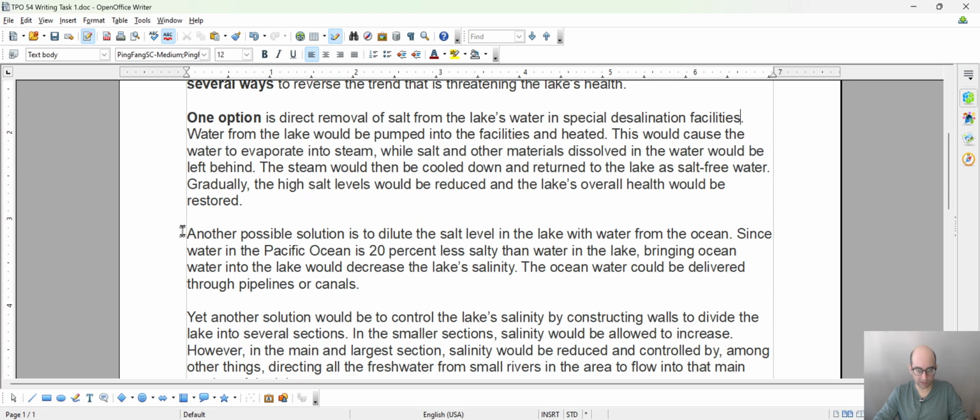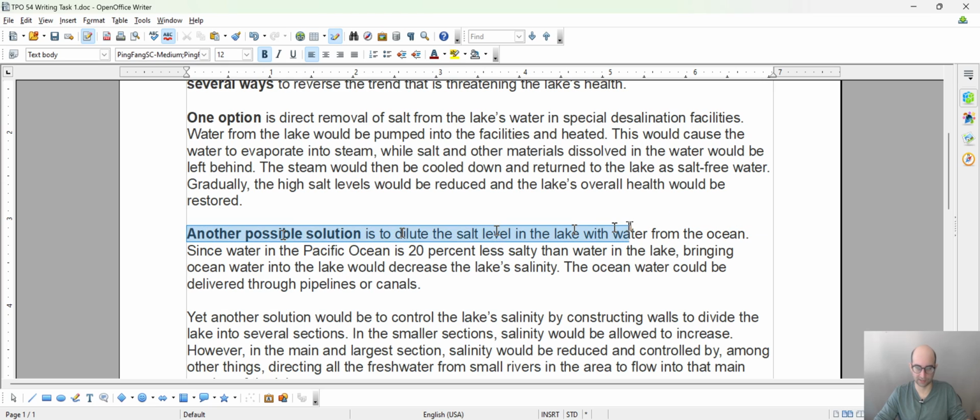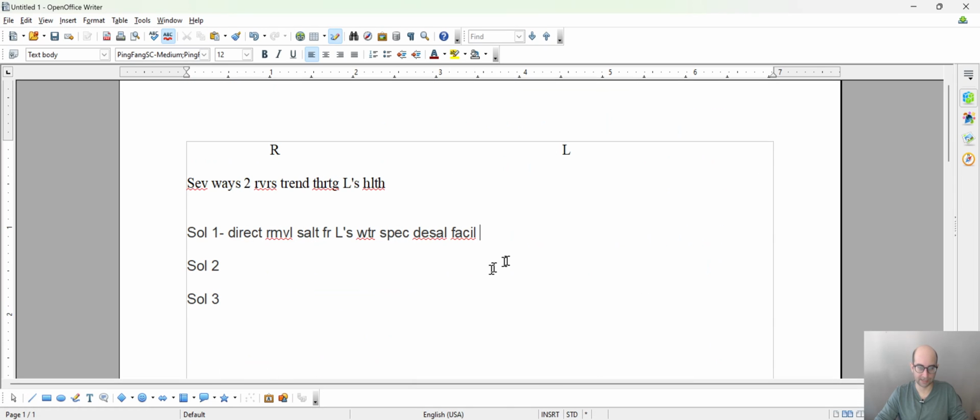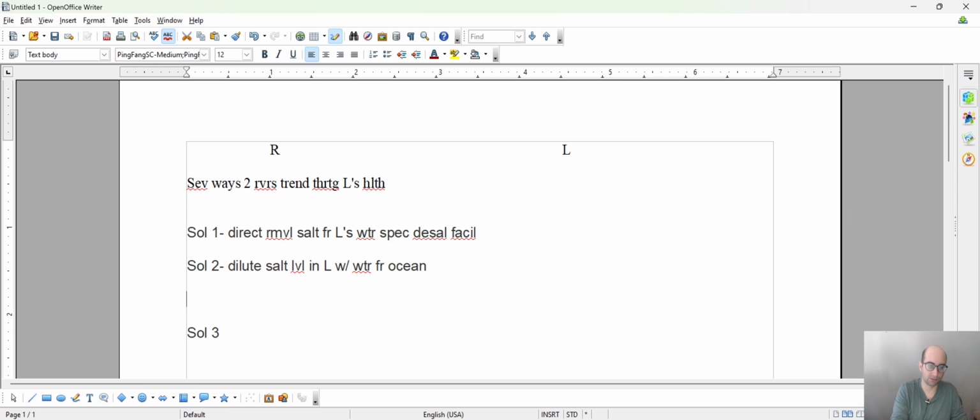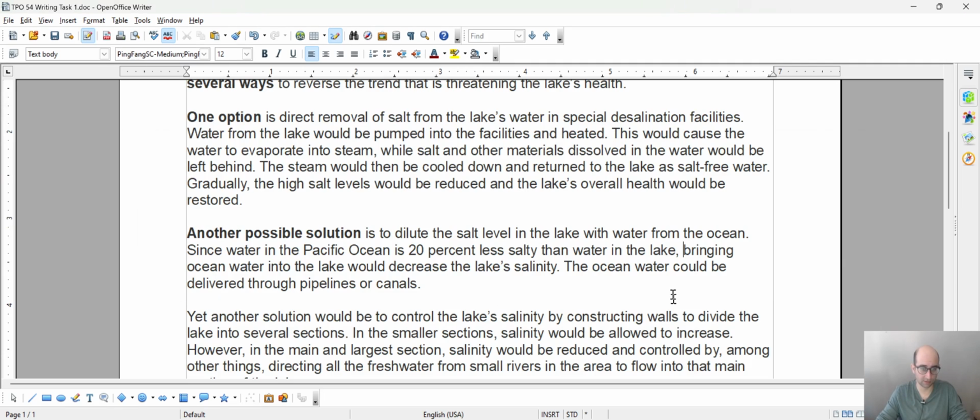Okay, so another possible solution is to do da-da-da. Okay, keywords there again. So I'm going to take this bit and write it in my notes. All right, so dilute, I'm going to write the verb, of course, salt level in lake with water from ocean. There. So that's the way I did it. Maybe you might do it slightly differently. That's okay, it's fine, not a big deal.